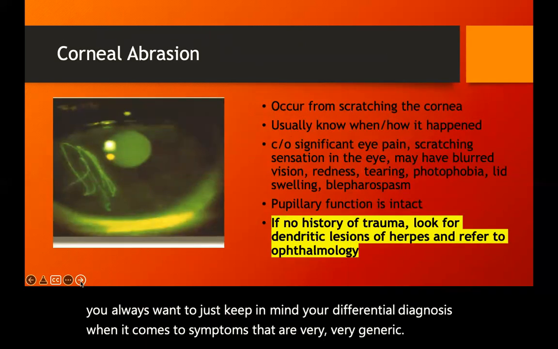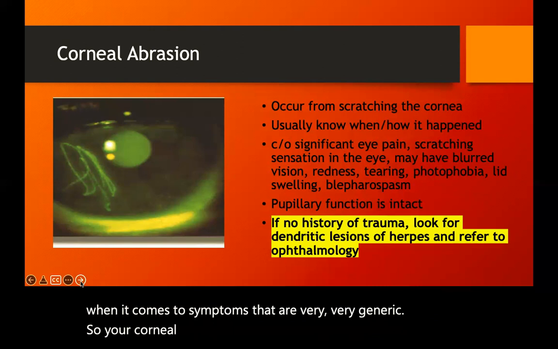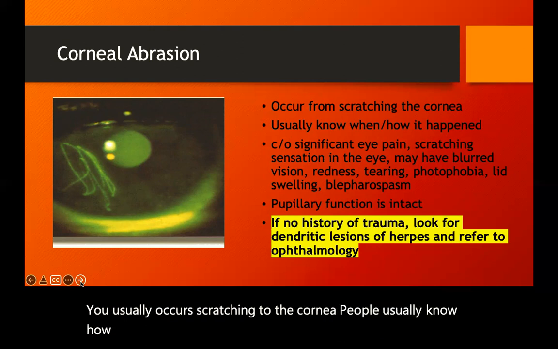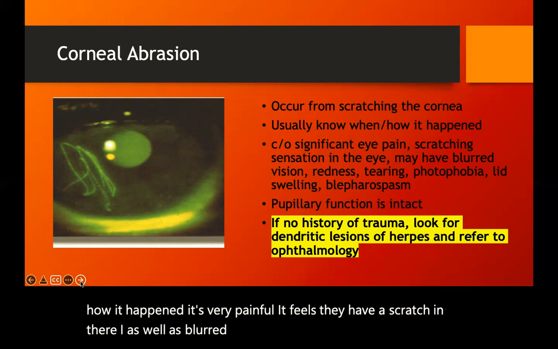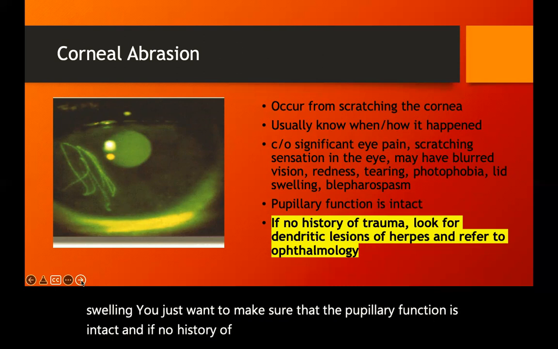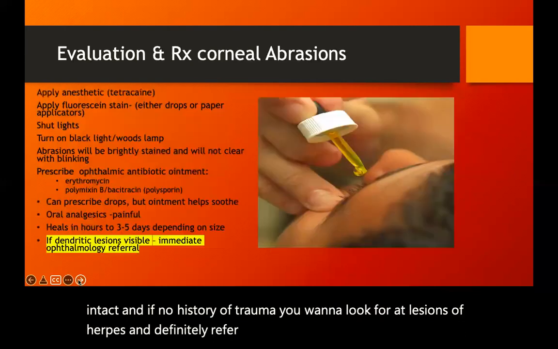Okay, so your corneal abrasion, it usually occurs from scratching to the cornea. People usually know how it happened. It's very painful. It feels like they have a scratch in their eye, as well as blurred vision, sometimes redness, tearing, lid swelling. You just want to make sure that the pupillary function is intact, and if no history of trauma, you want to look for lesions of herpes and definitely refer to an ophthalmologist.